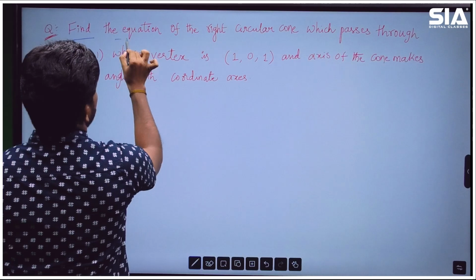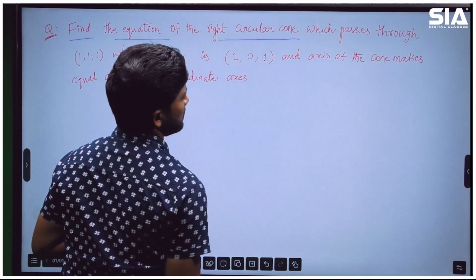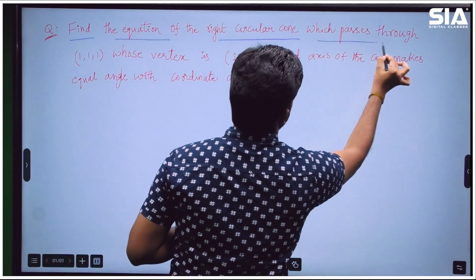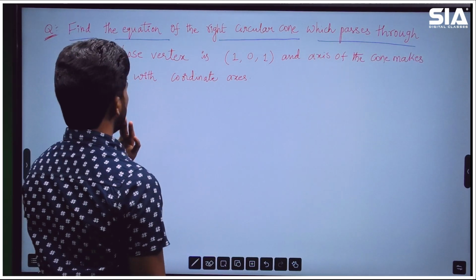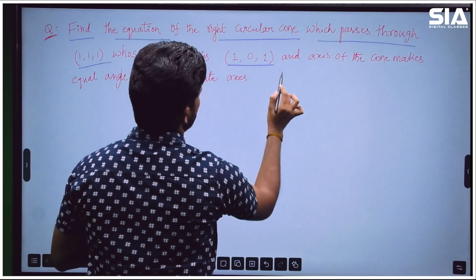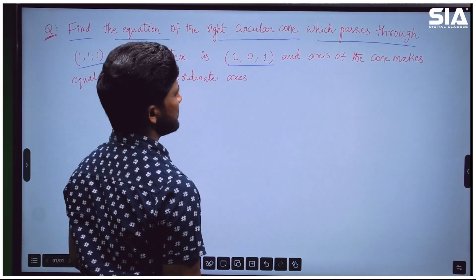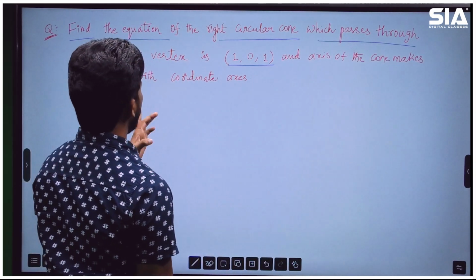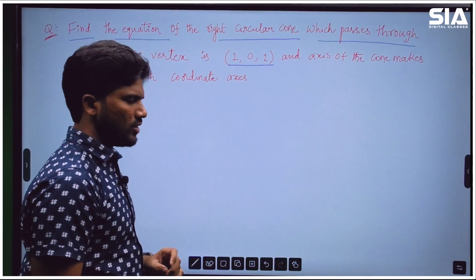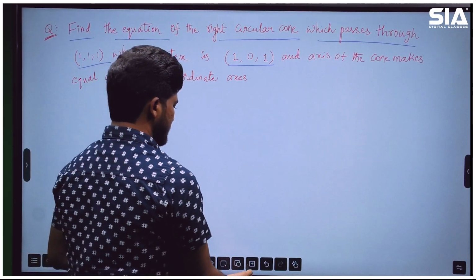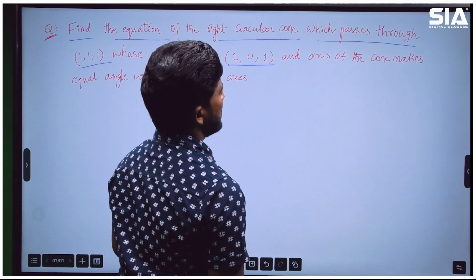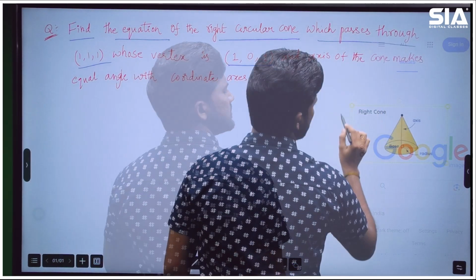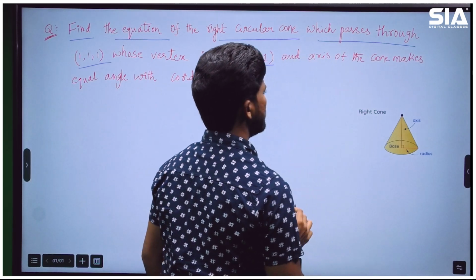Find the equation of the right circular cone which passes through the point (1, 1, 1) and whose vertex is (1, 0, -1) and axis of the cone makes equal angle with the coordinate axis. Okay, so for this one, first of all, we can observe that this is the right circular cone.